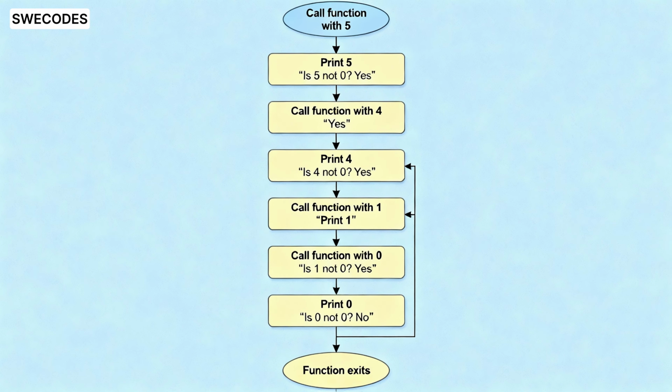It's called with 1. It prints 1. Is 1 not 0? Yes. It calls itself with 0. It's called with 0. It prints 0. Is 0 not 0? No. The if statement is false. The function doesn't call itself again. It simply finishes. The entire chain of calls unwinds, and the program exits cleanly.